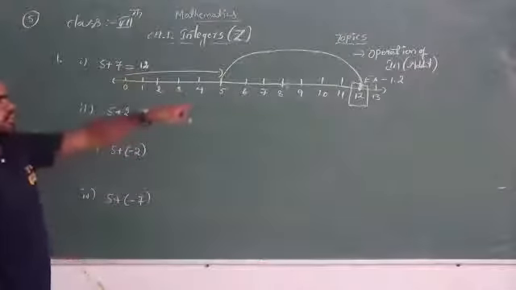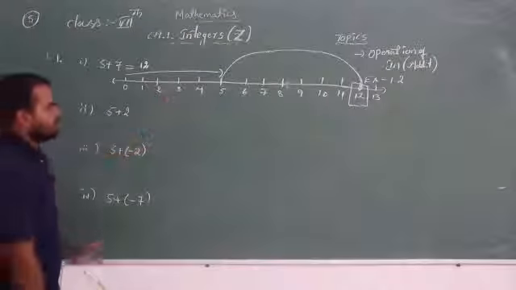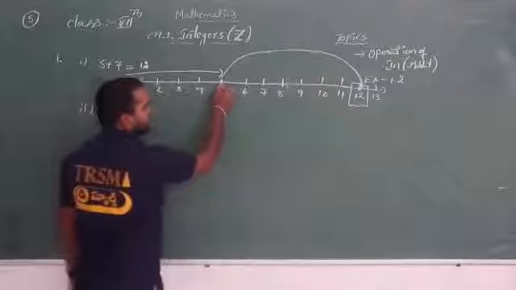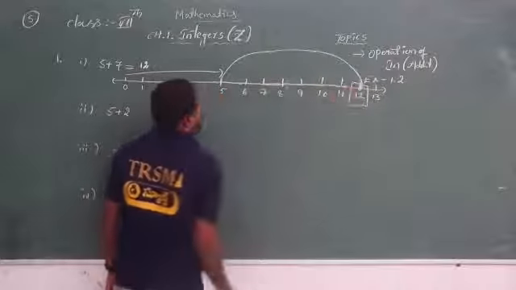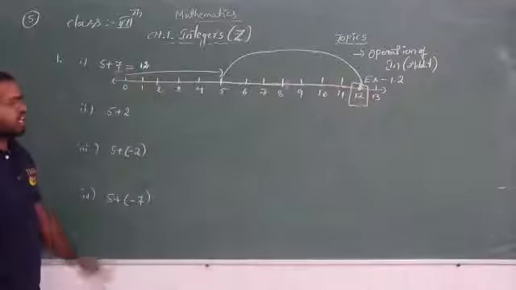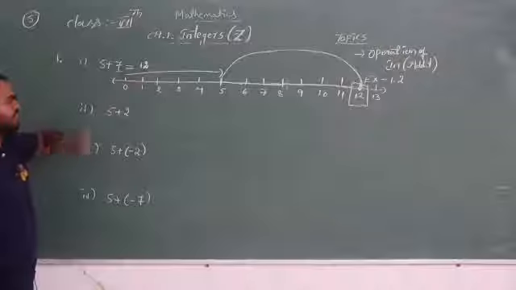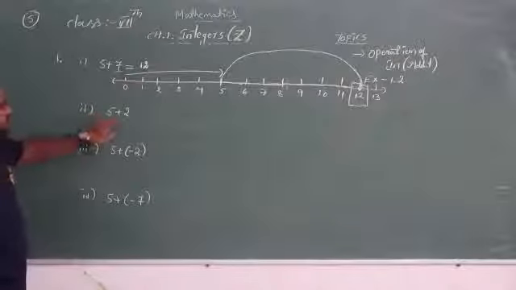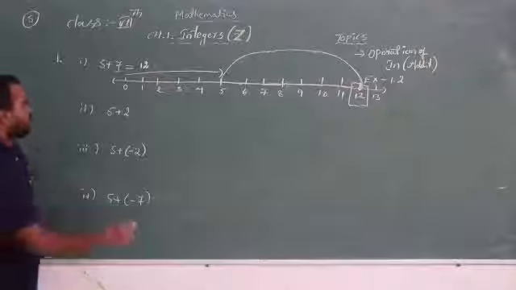I am highlighting the number by drawing a rectangular box; if you want, you can circle it also. How many places did we jump? 1, 2, 3, 4, 5, 6, 7 places, because our number is 7. Like this we do the addition on the number line. Now what about the next one? Here also both are positive integers only. Same, what do we have to do now?